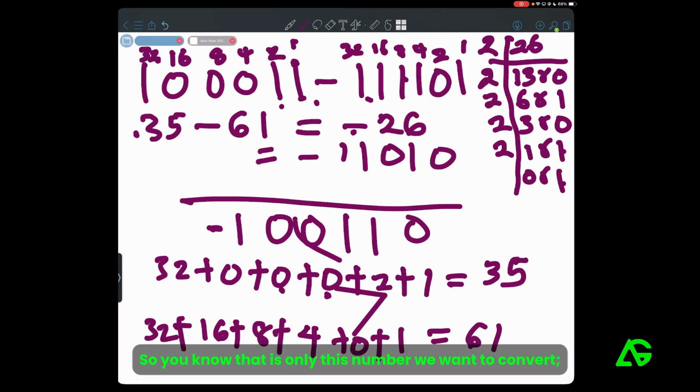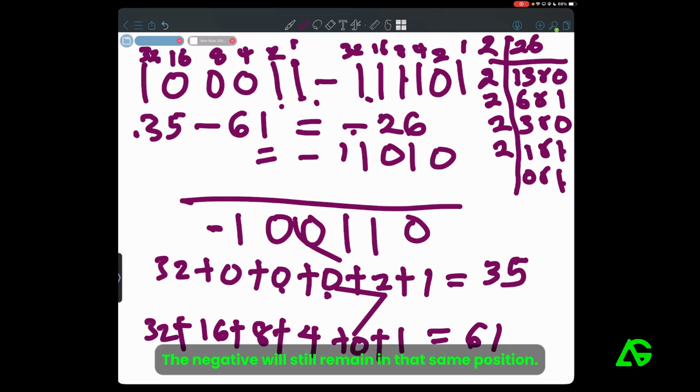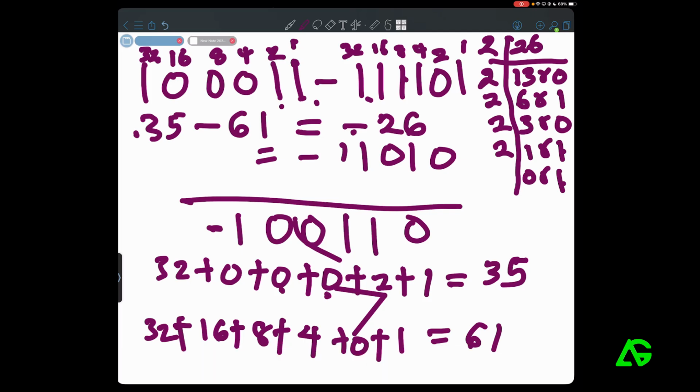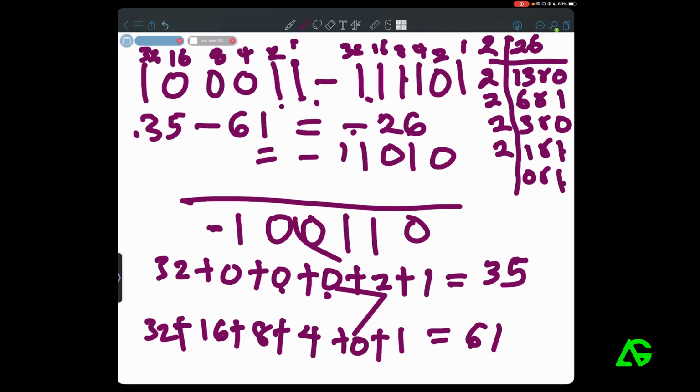So you know that it's only this number we want to convert. We have no business with the negative. The negative will still remain in that same position. So we just get the equivalent of 26 in base 10 in base 2. And that is what we just did here. Do we get that? Yes, sir.